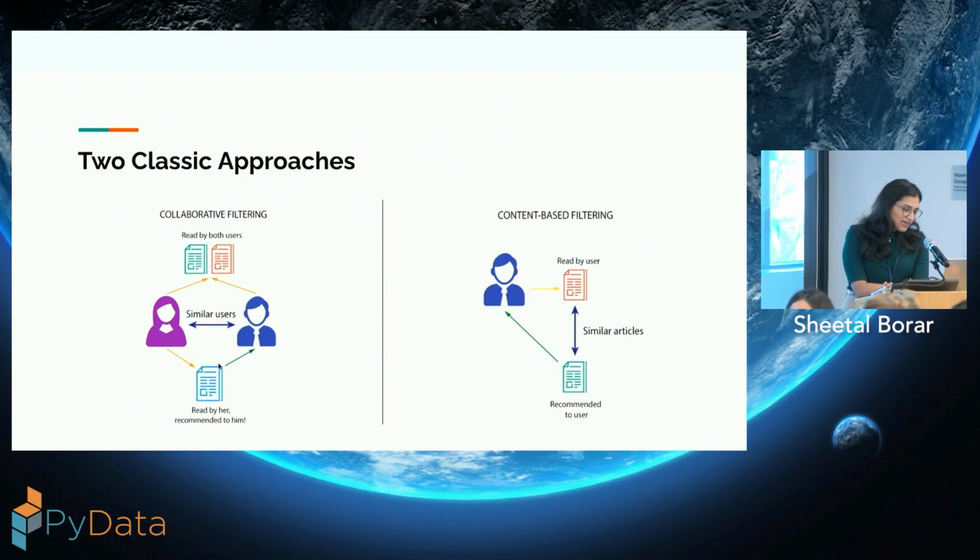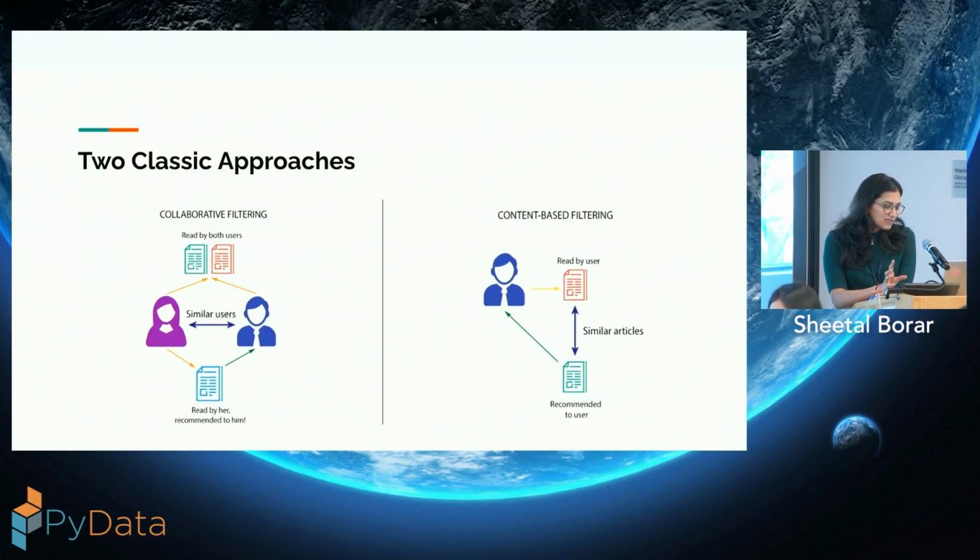Here's how it works. We have two users. Let's call them the purple user and the blue user. Both of them have read two articles at the top because they share similar reading behavior, and hence we consider them similar users. Now, the purple user has also read this article at the bottom, and the system says, hey, these two users have similar tastes. The purple user liked this article, so let's recommend it also to the blue user.